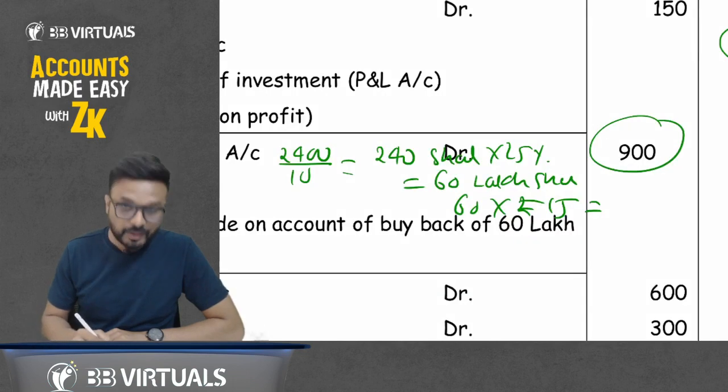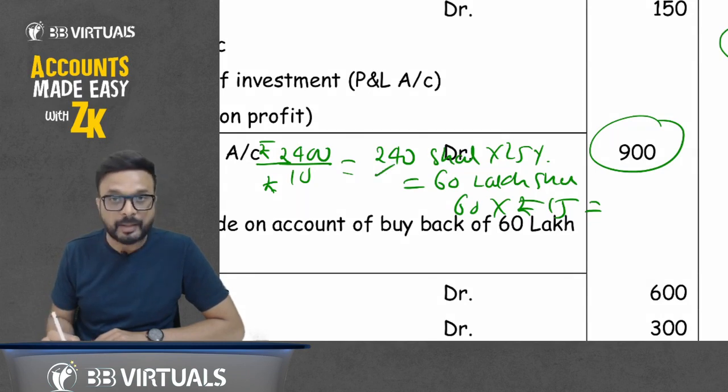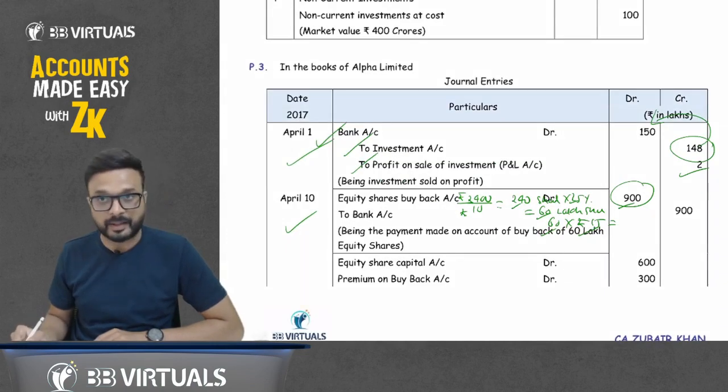So here, the amount of capital is 2,400, share is of rupees 10. The number of shares is 240 multiplied by 25%. We are doing buyback, that comes to 60 lakh shares. 60 multiplied by what we are paying for one share, rupees 15. That comes to 900 lakhs. Equity share buyback account debit 900 to bank account 900.